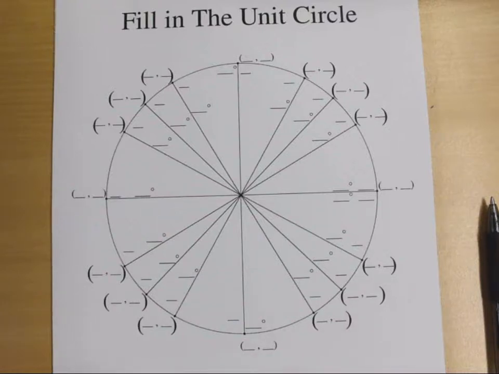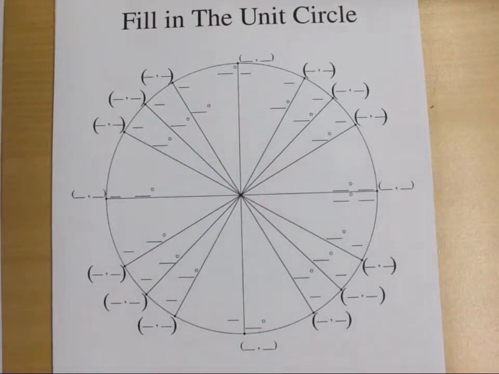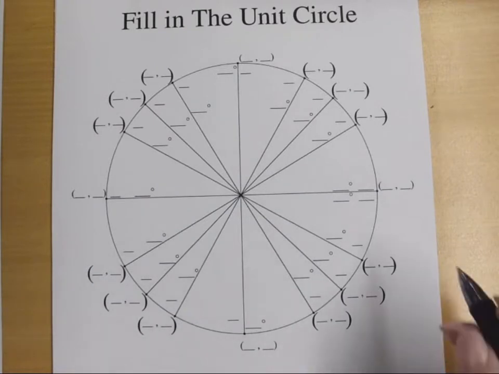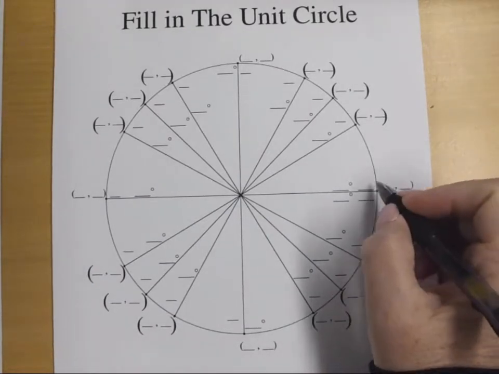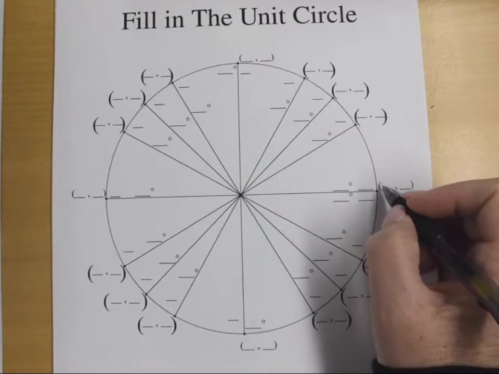All right, so we are going to talk about filling in the unit circle. I'm going to give you a couple of clues and tips on this and how to make this work. We are looking at the X and Y intercepts first. We're going to start over here, just where we would start on our unit circle.